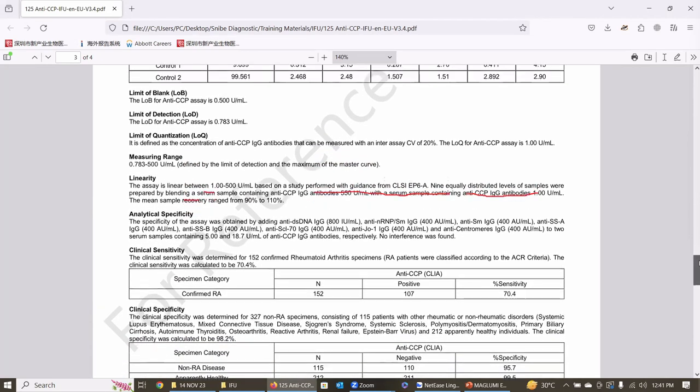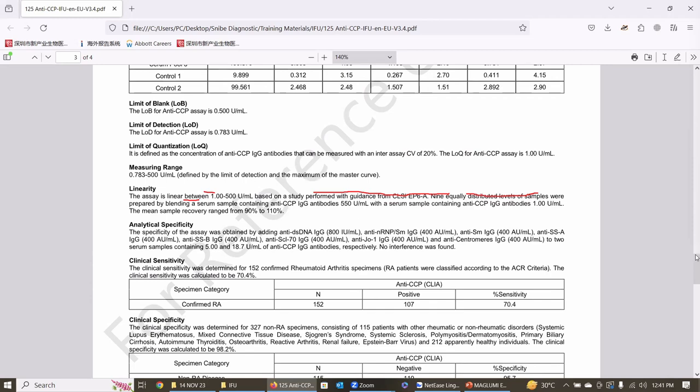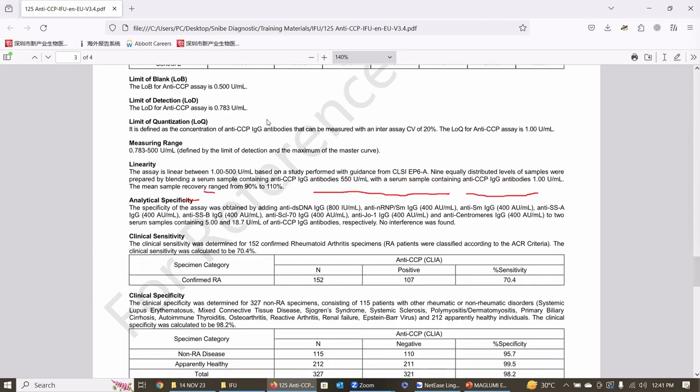So my question is, if we have followed the CLSI guidelines for the linearity verification, and we are reporting this linearity from 0.78 to 500 U per ml, then as per my information, this is a quantitative unit, U per ml, right?